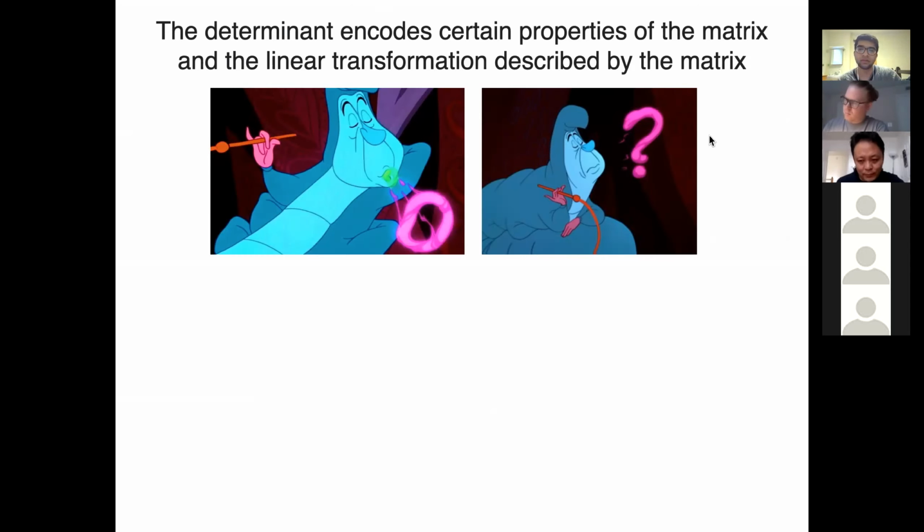Any thoughts? When finding eigenvalues and eigenvectors, did you say that? No, we haven't really talked about that yet.